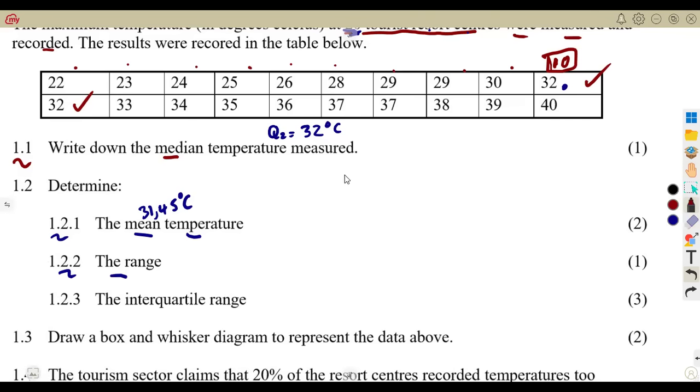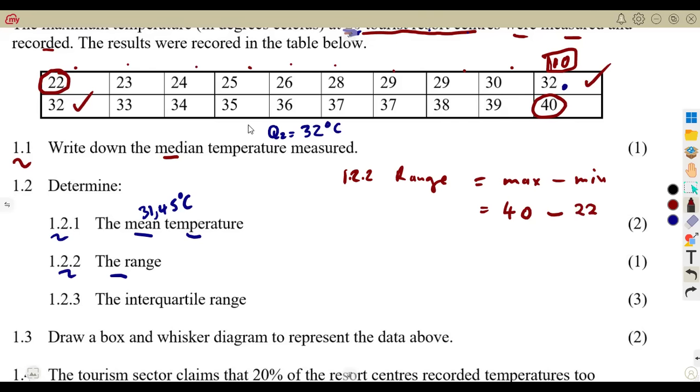Whenever you talk of the range, it is always the maximum value minus the minimum value that we are given. So it's maximum minus the minimum. As we can see from the table, this is the last digit. That is our maximum, which is 40. The minimum value which was recorded, that is the first digit that we see, which is 22. So the difference is called the range.